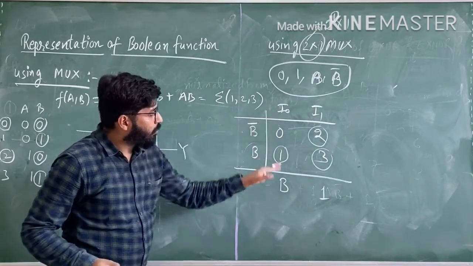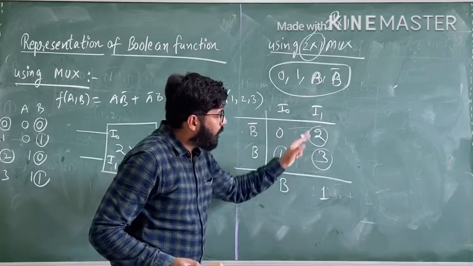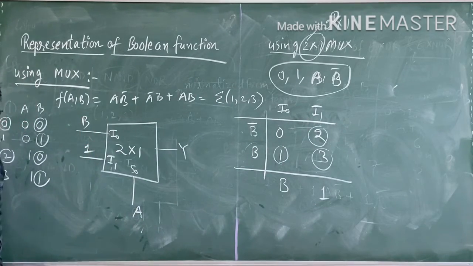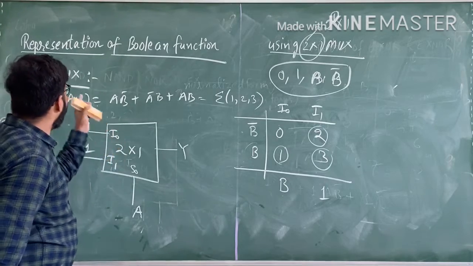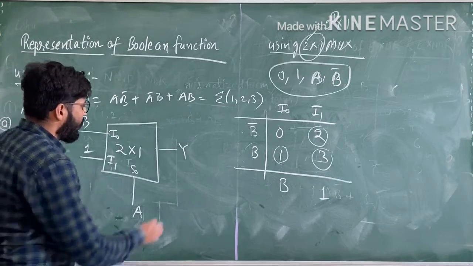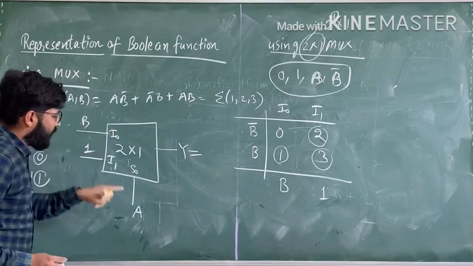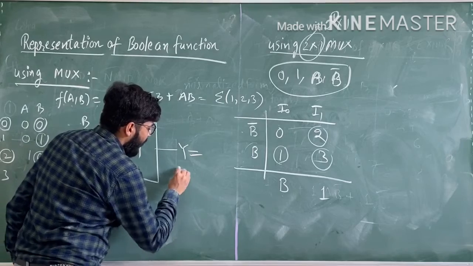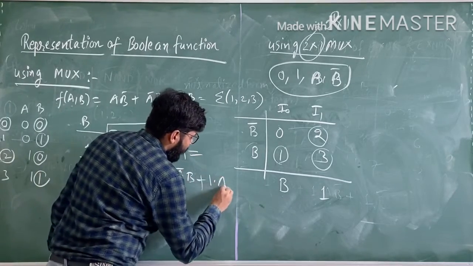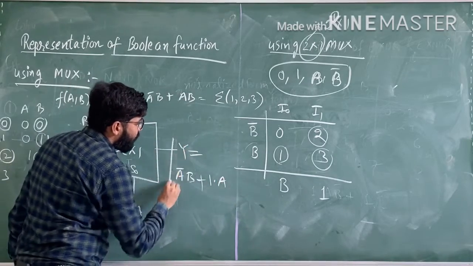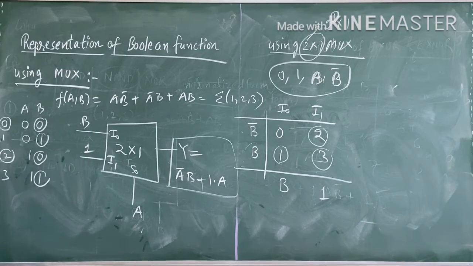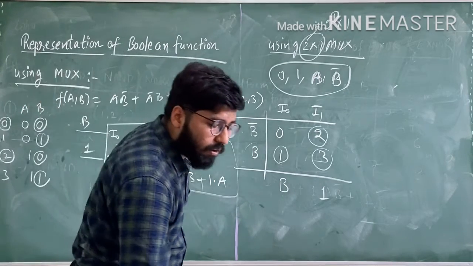Now the value of I0 becomes B and the value of I1 becomes 1. You have to put here B and 1. Okay. So in this way we have represented the given question by the multiplexer 2 cross 1. Now see the final output. B is multiplied with A complement. So A complement into B plus 1 into A. Okay, so this is the final output. So in this way we represent the same question with a lower order mux.